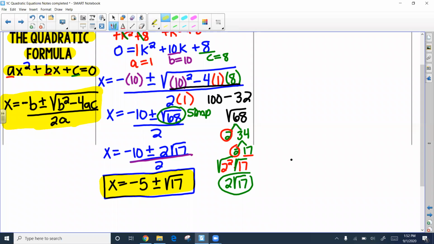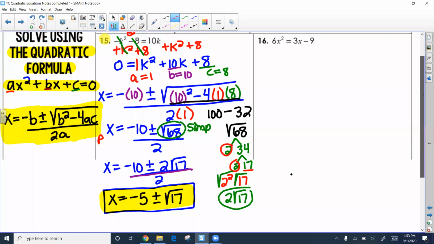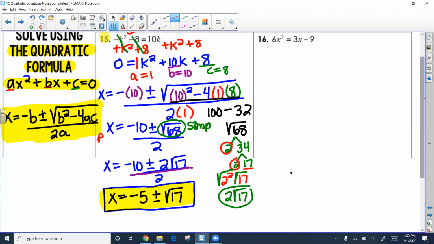Okay. So to be proficient, we should be able to get to this step right here. To be highly proficient, we should be able to simplify our radical and then reduce or divide like we did here. All right, so that's what the quadratic formula looks like. I bet that looks familiar to everybody.